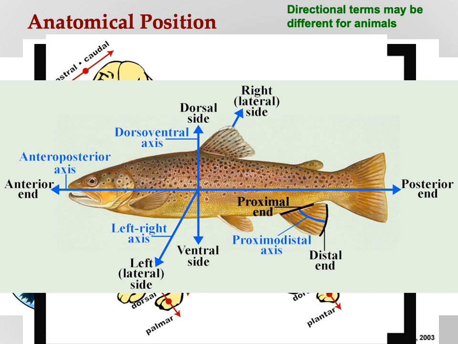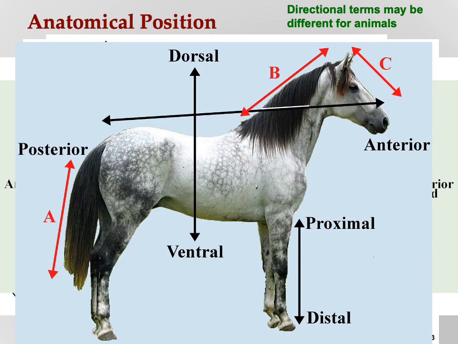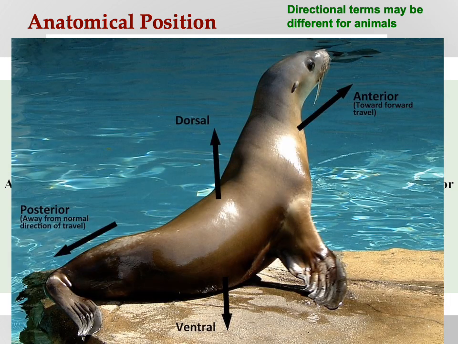That's the same. Notice the fish has an anterior and a posterior, just like we do. Has a dorsal and a ventral. Ventral is the belly, dorsal is the back. Horse, again, similar things. Same with a sea lion.